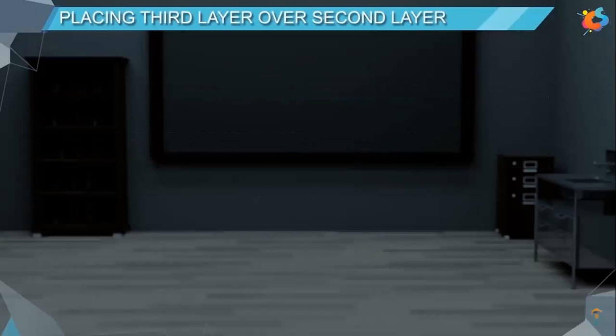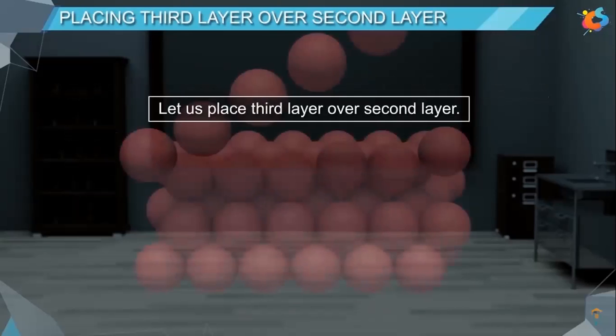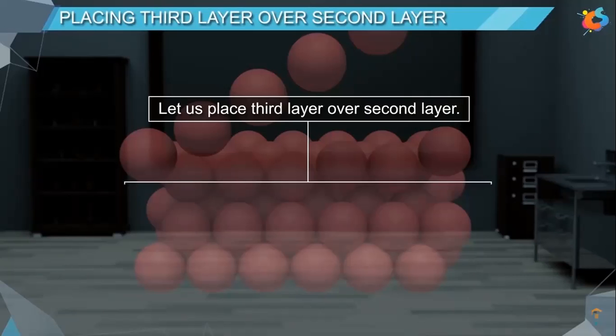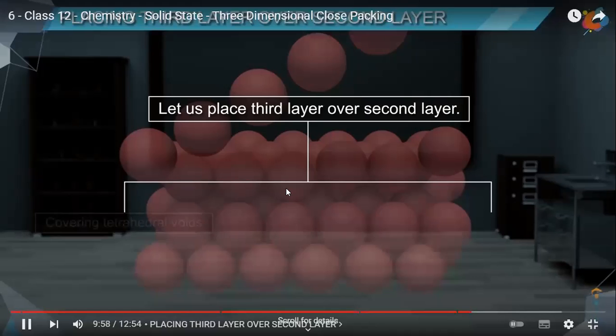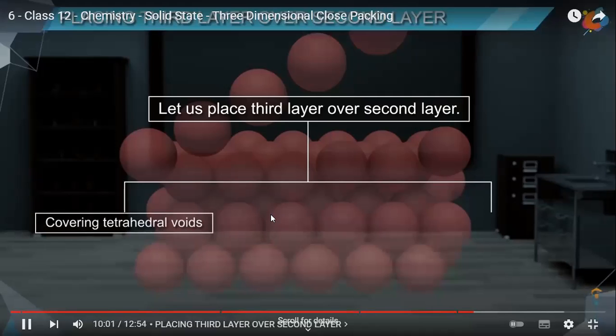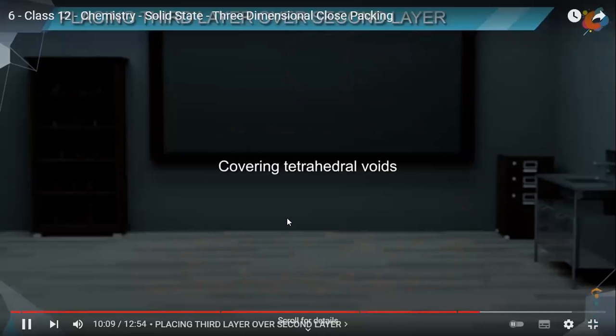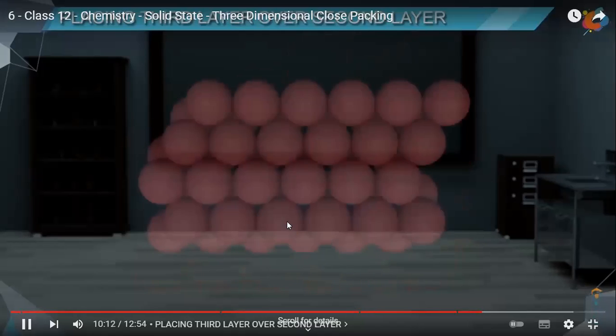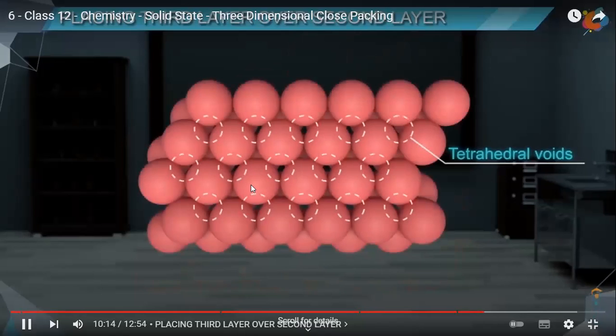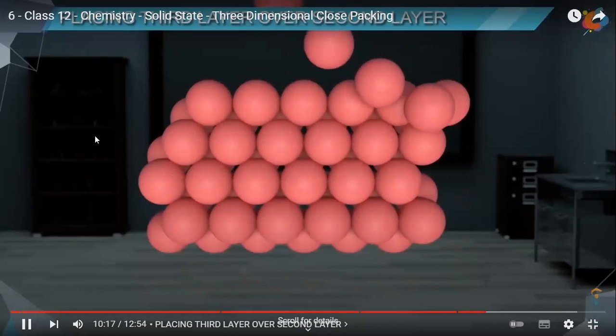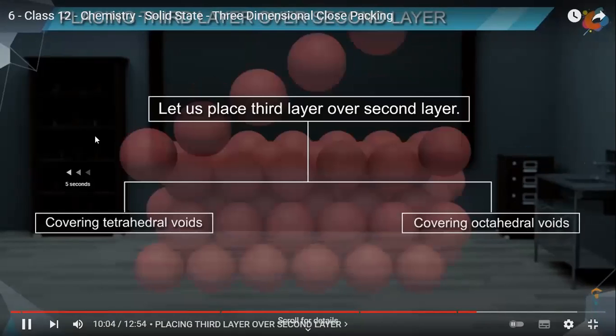Placing third layer over second layer. Now let us place third layer over second layer. Stacking of third layer over second layer can be done in two ways. First, by covering tetrahedral voids. Second, by covering octahedral voids. By covering tetrahedral voids, the tetrahedral voids of the second layer can be covered by placing the sphere covering tetrahedral voids.